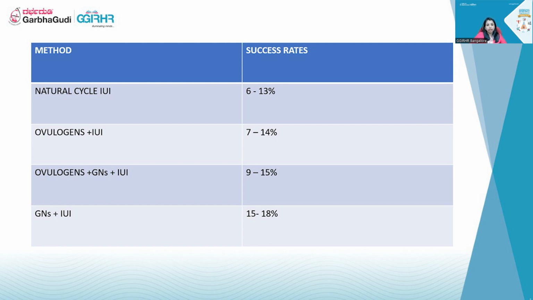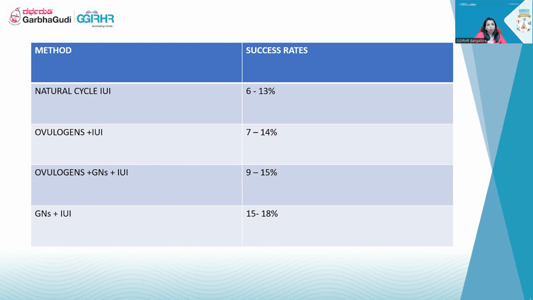So you can see here the success rate of an IUI is maximum when the doctor is using the gonadotropin. That is the reason, if you want to maximize, definitely go for a gonadotropin along with IUI, where the success rates of IUI can reach as high as 18%. In a natural cycle, it's about 13%. Oral ovulogens up to 14%, and then a combination of drugs up to 15%.